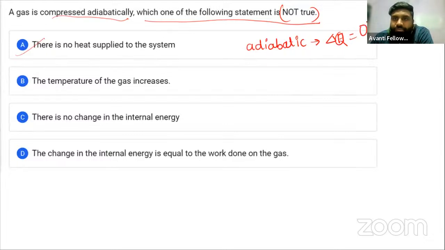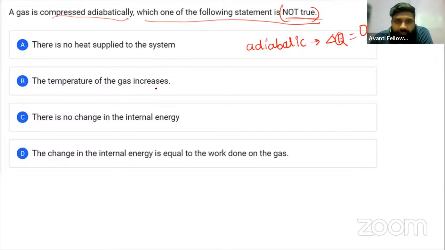So delta Q is zero here because there is no heat transfer in an adiabatic process. So you can say this option is correct. There is no heat supplied to the system. Now, if one does not read this question carefully and takes this answer because it seems to be correct, they will make a mistake. Our job is to find the statement that is not true. So this is not our option.